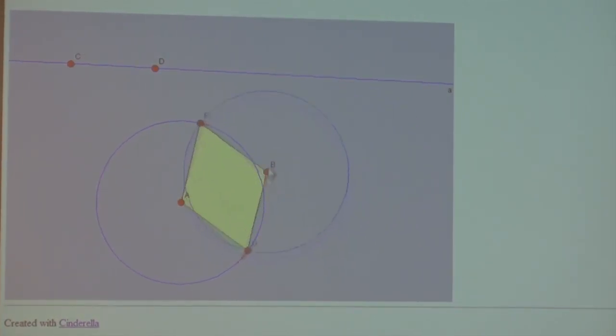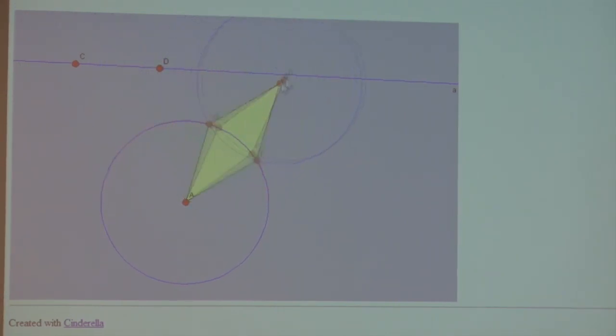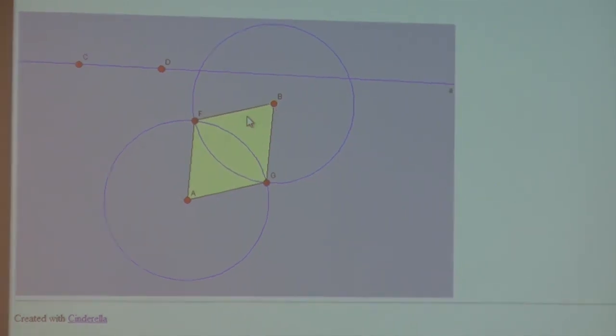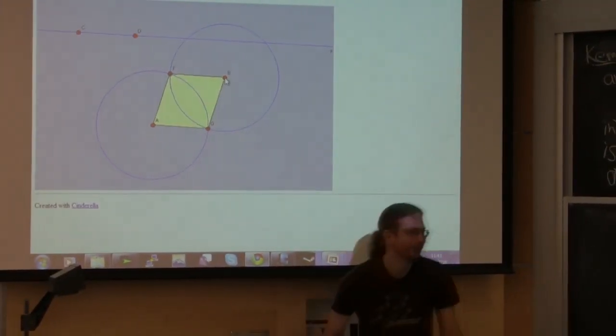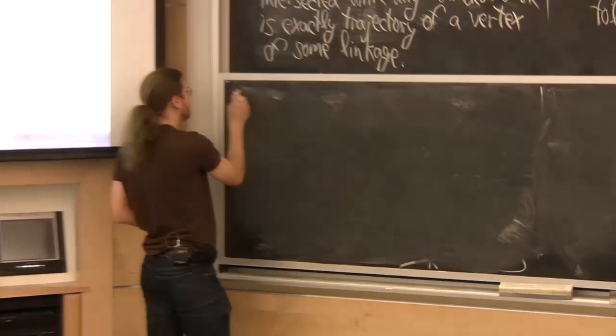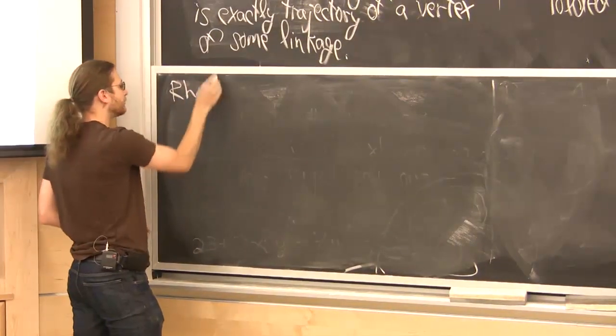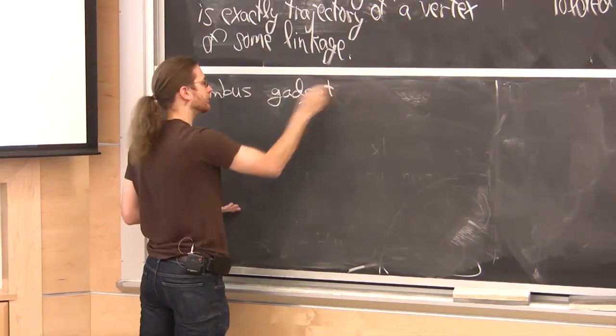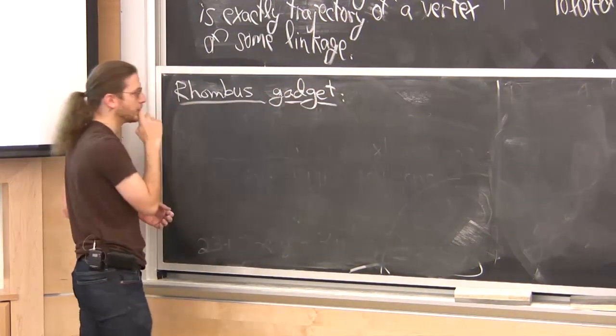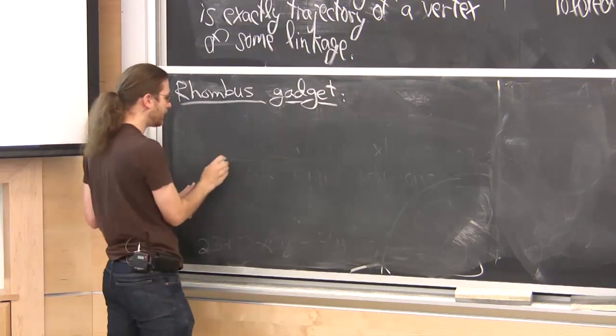These figures are drawn using a program called Cinderella, which is very, very cool. It's commercial, but you can download a demo and make your own fun constructions like this. These are all on the web. These are the ones I drew here. So you can see basically that point B is constrained to lie in a disk. That's it. Very simple. So that's the rhombus gadget. But I want to think about it a little bit.